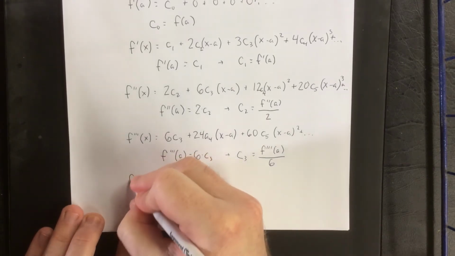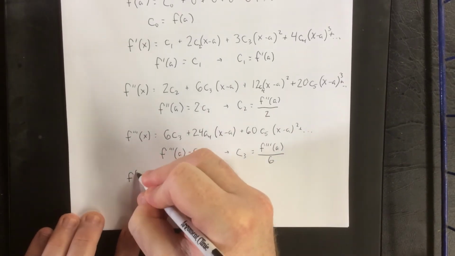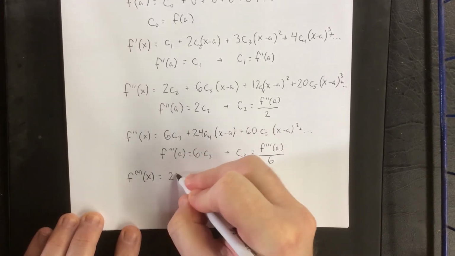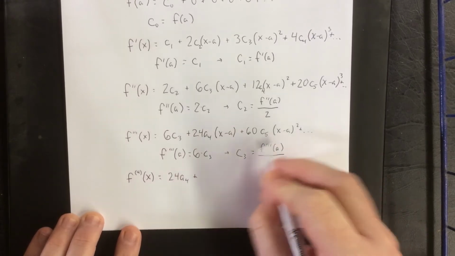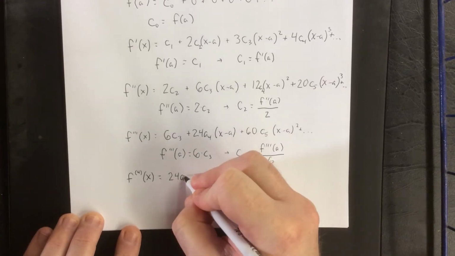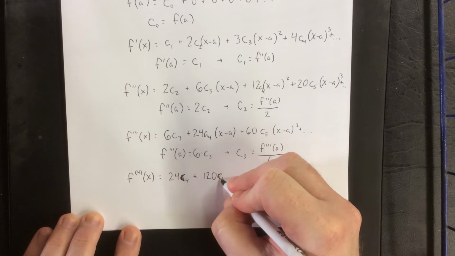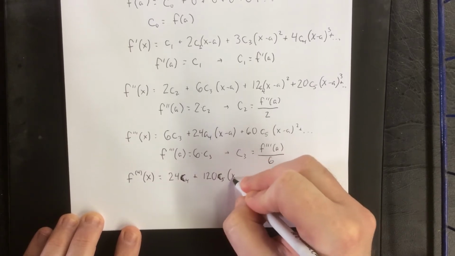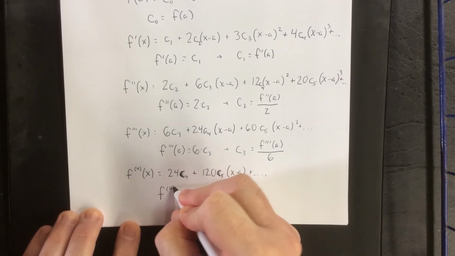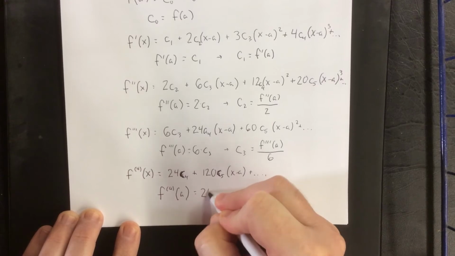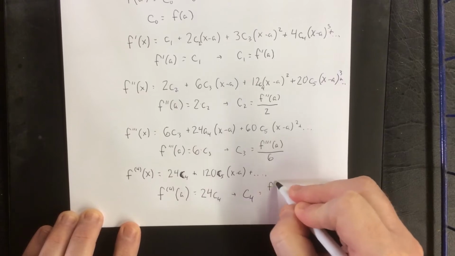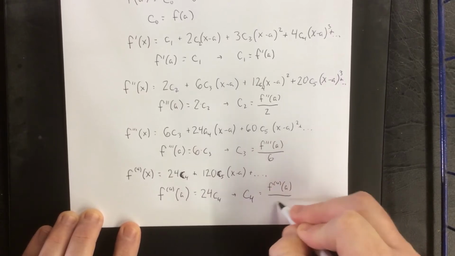And let's do one more just for the sake of being thorough. For a fourth derivative, we're going to wind up with 24 c4 plus, this will become 120 c5. Why am I calling it a? That's ridiculous. c4. c5 times x minus a, and so forth and so on. This lets us know that the fourth derivative evaluated at a is simply going to be this constant term, which is 24 times c4, which lends itself to c4 is equal to the fourth derivative evaluated at a divided by 24.